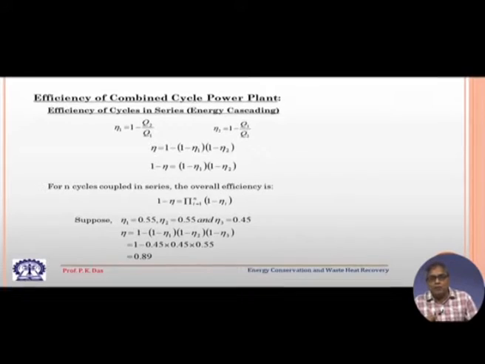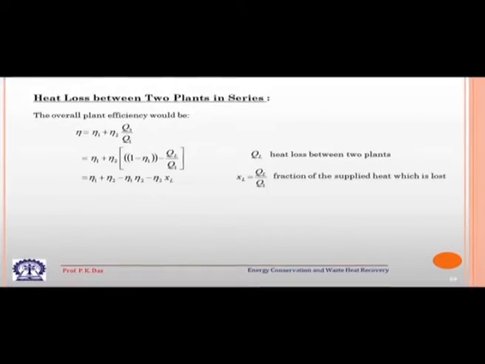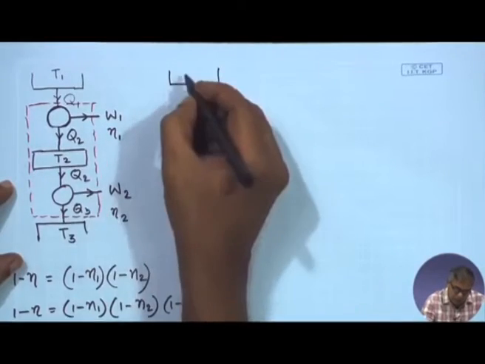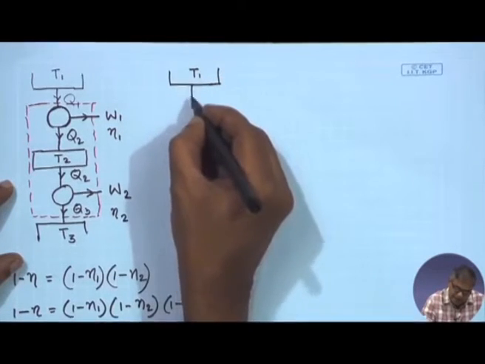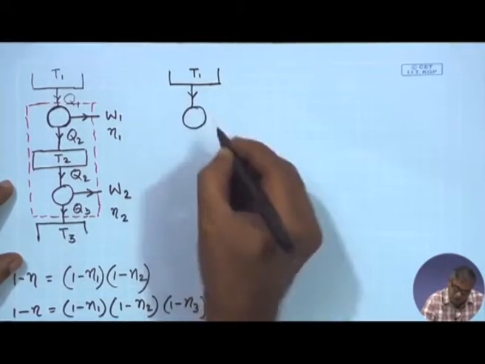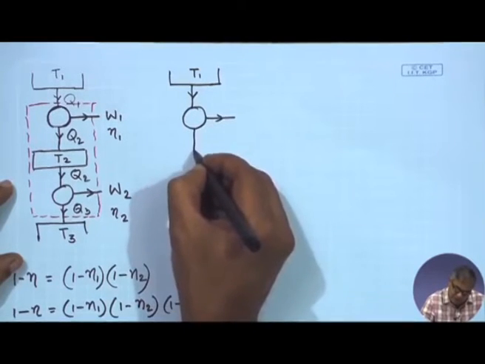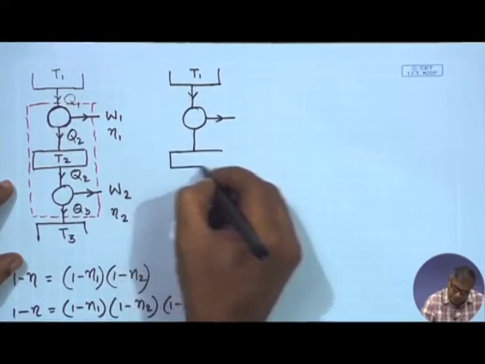Now, we have to remember one thing, that we have considered a very idealized case. What have we considered? We have considered that whatever thermal energy is rejected by the topping cycle will be accepted or absorbed by the bottoming cycle, but that is never possible in practice. In practice, if I quickly draw the situation, let us say we have 2 cycles, one a topping cycle and another a bottoming cycle.